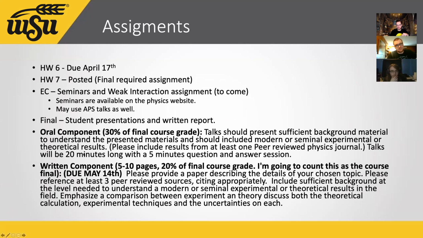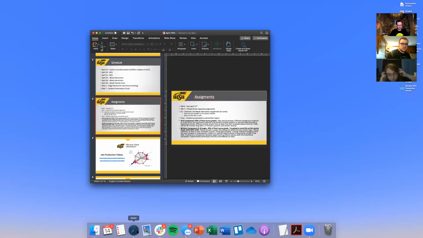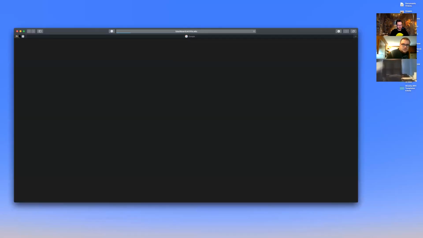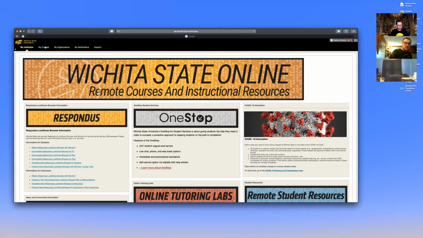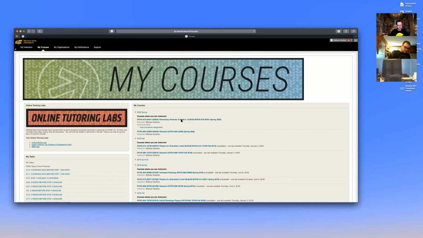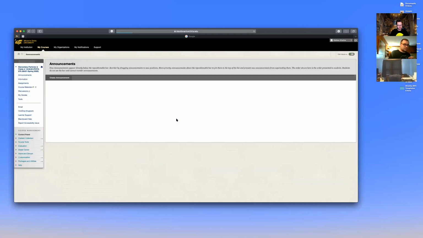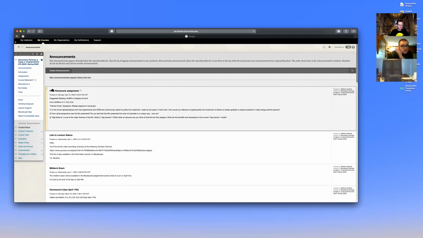And then we'll have these 2 additional assignments: the final student presentation and the written report. So what is the difference between homework 7 and this final? Homework 7, we posted on Blackboard, so we can take a look. Sorry, I closed this. Yeah, I guess I should have just called this homework 7, so I'll change that. This is just your last homework assignment.